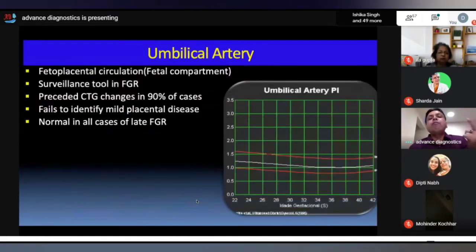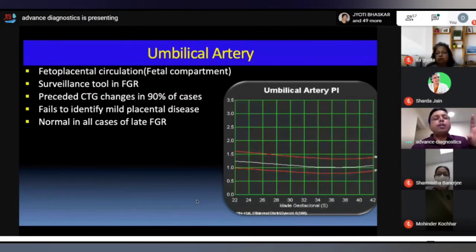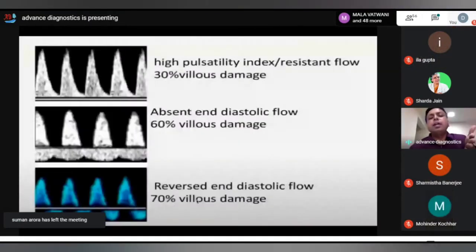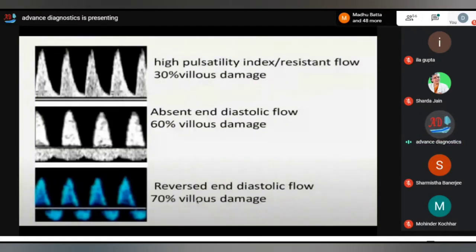Similarly, the umbilical artery, which is the feto-placental compartment indicator vessel, is used in surveillance. But the problem is that these changes occur late. Only if 30% of the villus damage happens do we have a high pulsatility index in the umbilical artery, absent end diastolic flow appears when there is 60% villus damage, and when 70% of the villus damage happens, then we see reverse end diastolic flow.